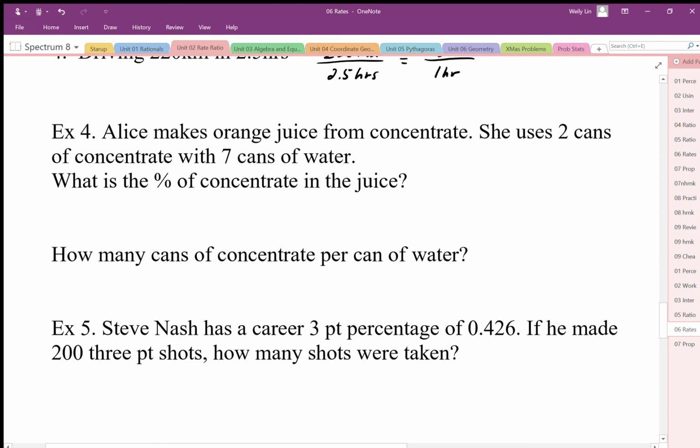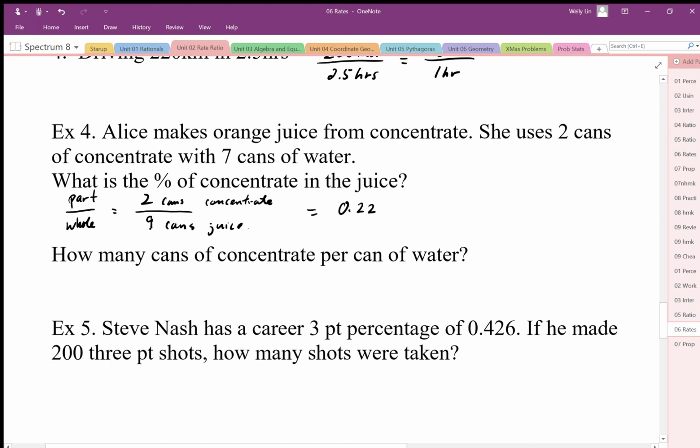Okay, so this is not a part-to-part ratio, but a part-to-whole. Okay, so we better make sure that we're clear on that. So part to whole. Okay, so we have 2 cans, which is the part that we're looking for. This is a concentrate. And then we're going to have 9 cans of juice when we mix it up. So when we divide those, we get 0.22.